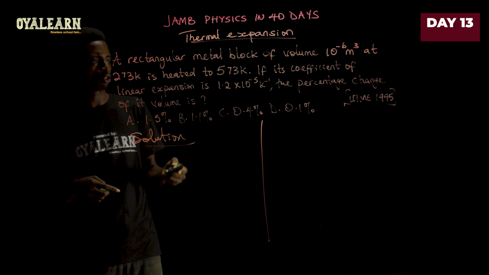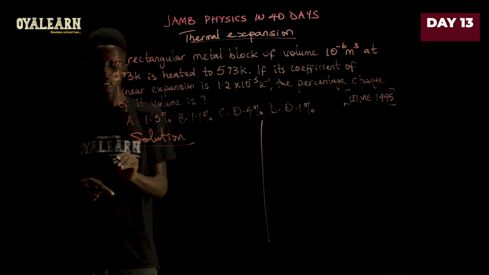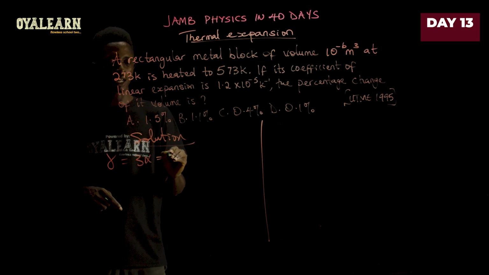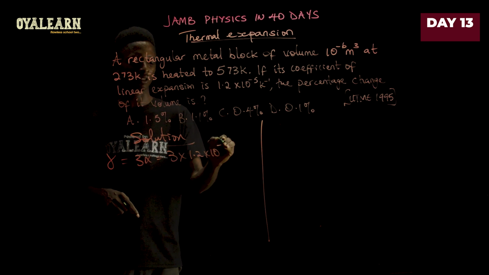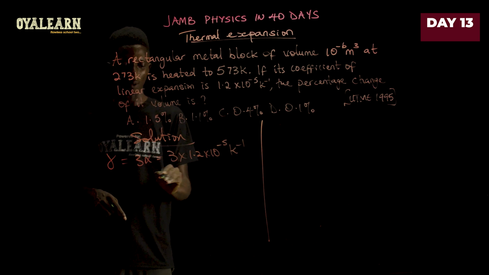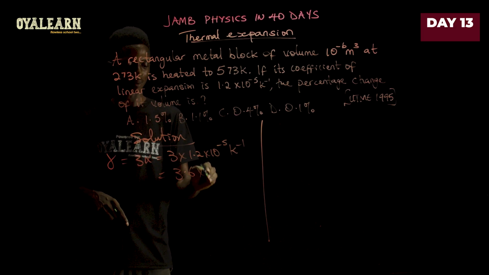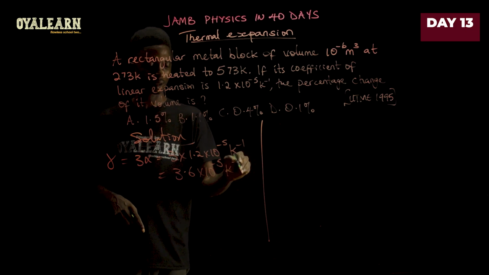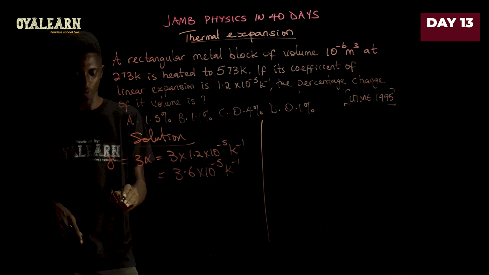So to find change in volume, we need the cubic expansivity, not linear expansivity. And cubic expansivity is 3 times linear expansivity. So that will be 3 multiplied by 1.2 times 10 raised to the power minus 5 per Kelvin. Now what we are going to have here is 3.6 times 10 raised to the power minus 5 per Kelvin. So now we can find the change in volume.